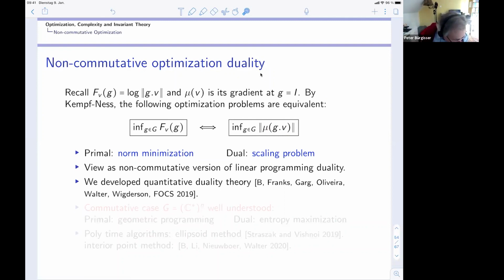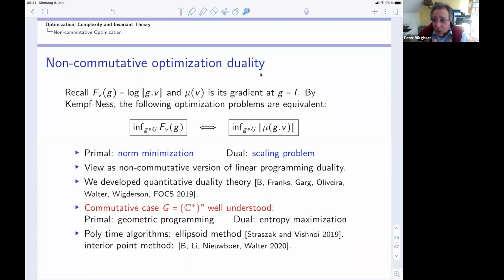Our focus is on non-commutative groups, but how does all of this look in the commutative case? When I say commutative, I mean C star to the N. This case is quite well understood in many aspects. The primal problem is unconstrained geometric programming. The dual problem is called entropy maximization. There have been recent papers on that. There's a paper by Straszak and Vishnoi which investigates these problems with the help of the ellipsoid method. I have another recent paper with Lee, Newbor, and Michael Walter, where we adapt an interior point method for this and analyze it, in the hope that we understand the general setting better. So this is quite well understood.